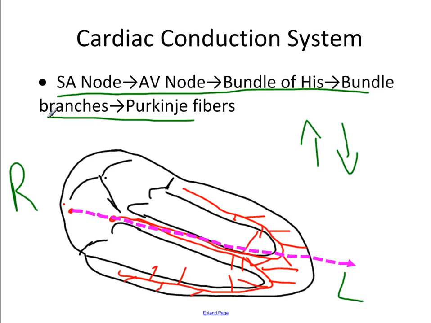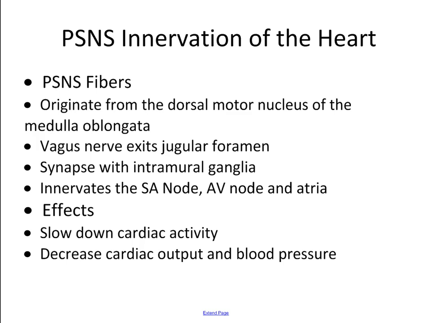So like I said, if you're watching this video before going over the actual conduction system in more depth, stop and go back and learn about that, because this just won't make a lot of sense to you otherwise. All right, so let's talk about how the parasympathetic and sympathetic nervous systems innervate the heart separately. Even though I mentioned a second ago that both these systems innervate the heart, so there are both parasympathetic and sympathetic fibers going to the heart, we're going to talk about these separately.